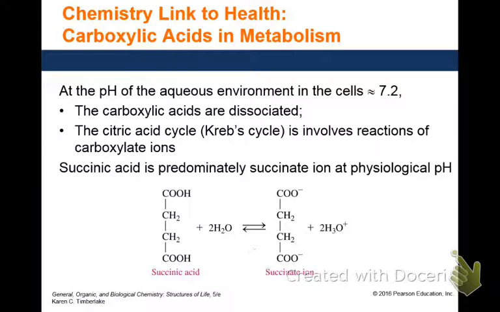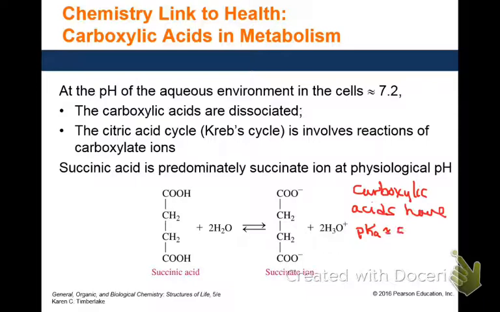So a general note, carboxylic acids, this is more of a numbers thing. Carboxylic acids have, remember we talked about pKa's? pKa's of carboxylic acids are usually around 4.7 to 5. So we're just going to say pKa's, because for this kind of stuff it's not that critical, is around 5.